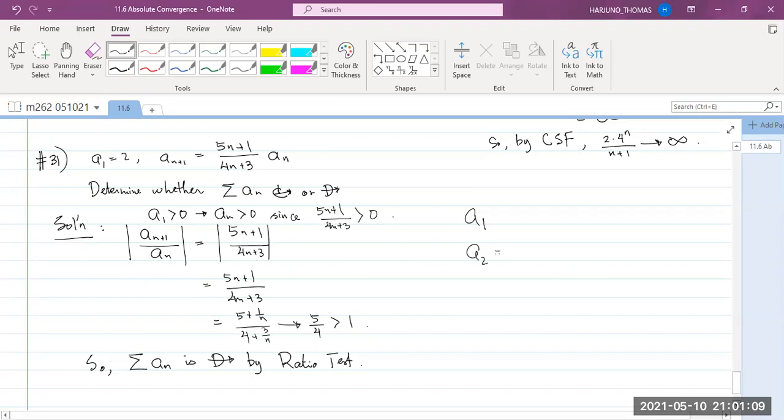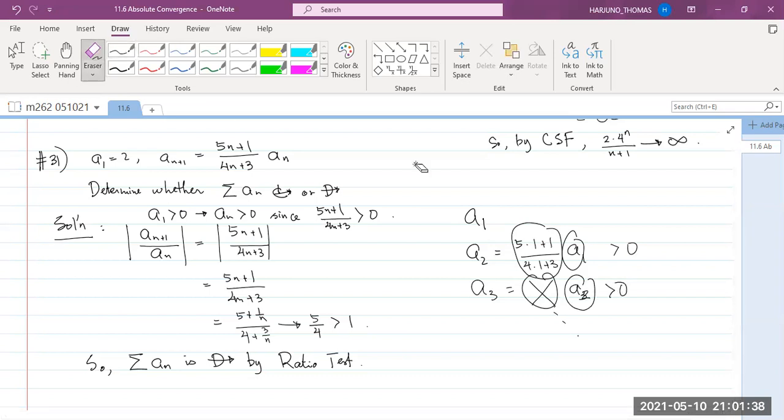The second term is (5 times 1 plus 1) over (4 times 1 plus 3) multiplied by a sub 1. But this is positive, so a sub 2 is positive. Now, therefore you will see a sub 3 will also be positive. Why? Because the coefficient here is positive and this is also positive. So recursively, all a sub n will be positive.